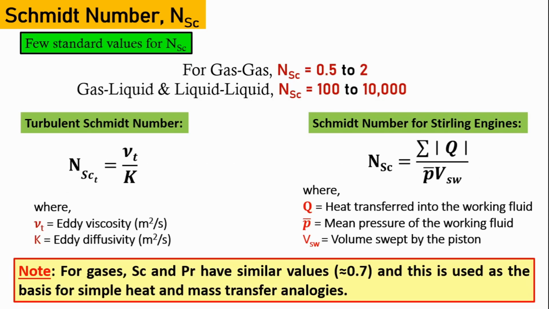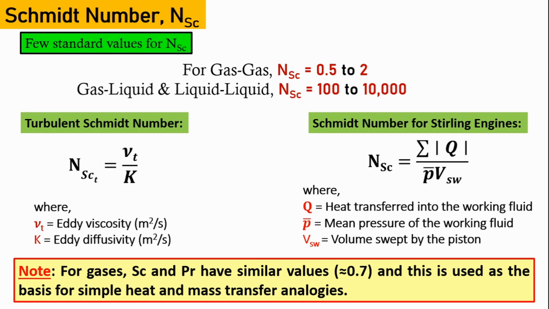Now there are a few standard values defined in the case of the Schmidt number. So for a gas-gas system, taking an example, let us consider camphor kept in a room. So it's diffusing into the air. So that is a gas diffusing into a gas. In such cases, the value of the Schmidt number ranges from 0.5 to 2. In the case of a gas-liquid system, for the case of absorption let's say, and for a liquid system like extraction, the Schmidt number values range from 100 to 10,000.